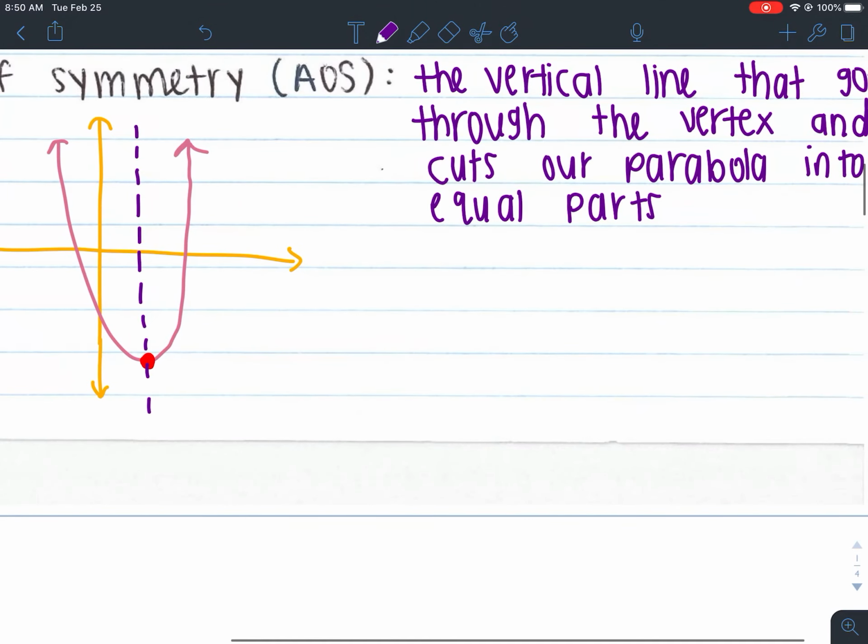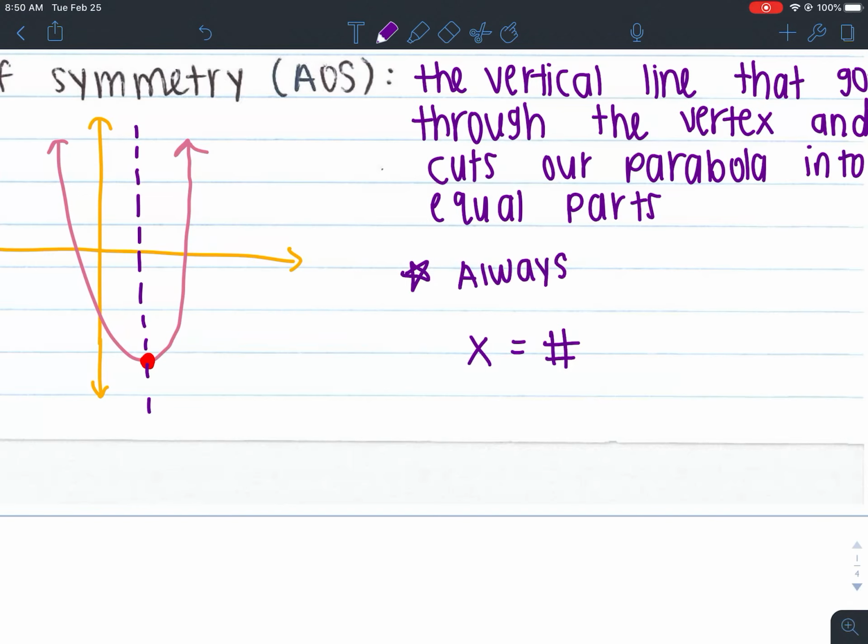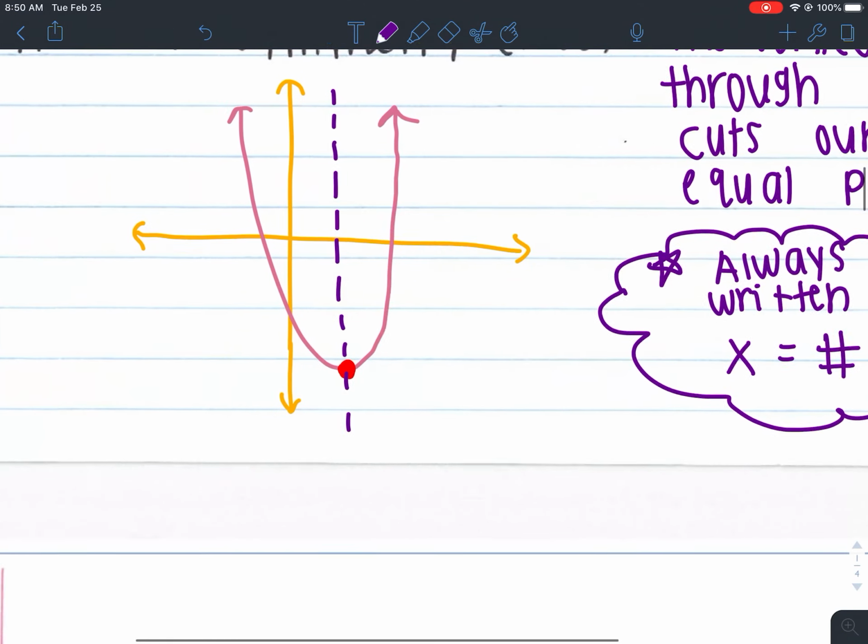Okay, now, the important thing to remember about this is that it's an equation of a line, okay? So it is a line that goes through our parabola. So now we have to remember how to write equations of lines. So what axis does this purple line go through? It goes through the x-axis, right? And whatever that number is going to be the equation of our axis of symmetry. So it's always written x equals a number. And that's super important to remember, okay?